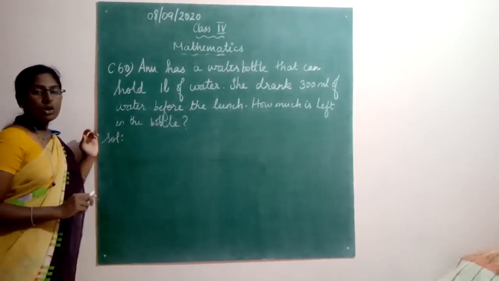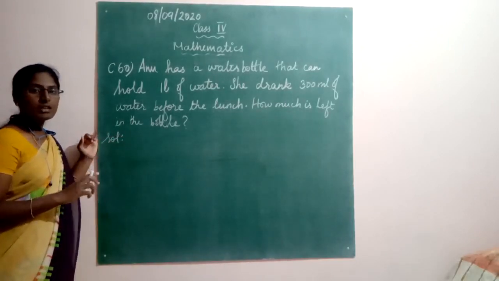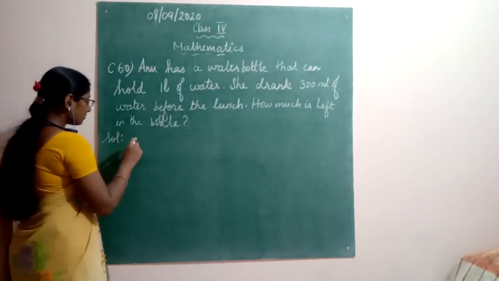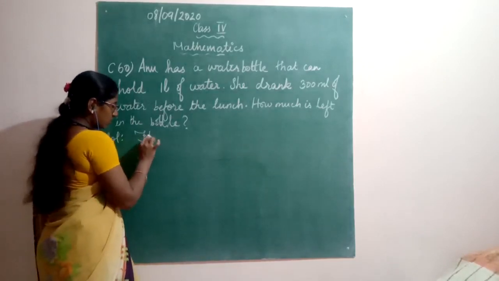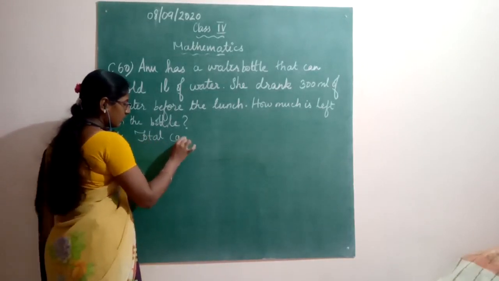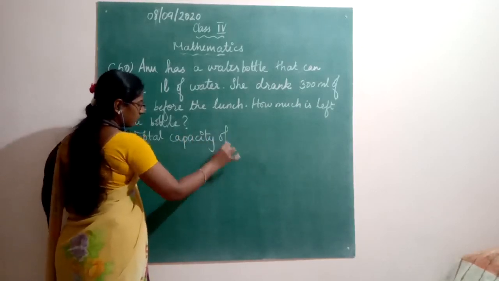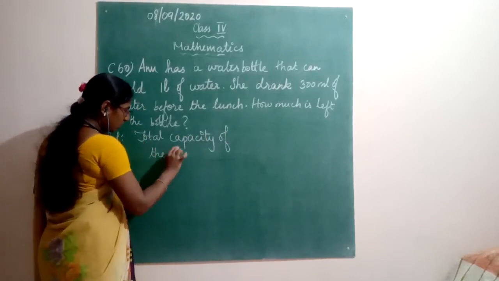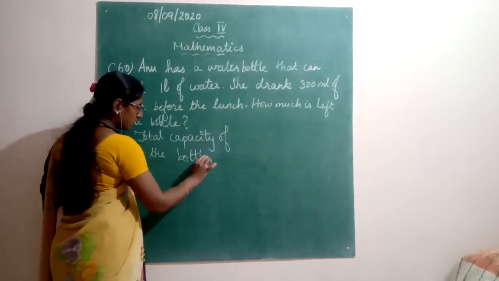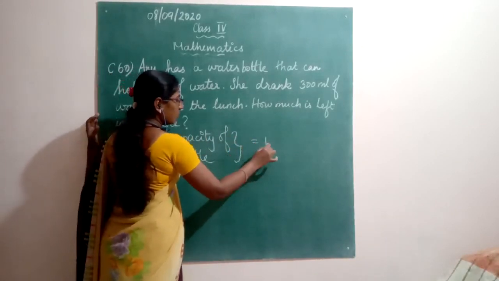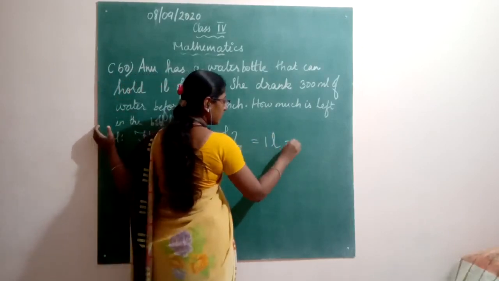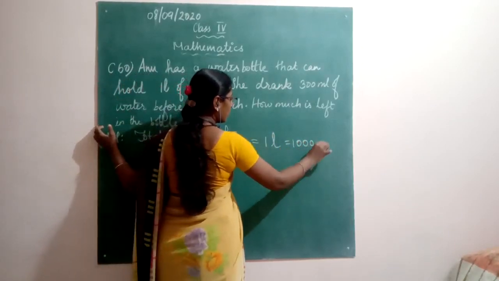Okay, so what is the capacity of the bottle that Anu is having? 1 liter. Okay, so write total capacity of the bottle is equal to 1 liter, and that is nothing but 1000 ml.